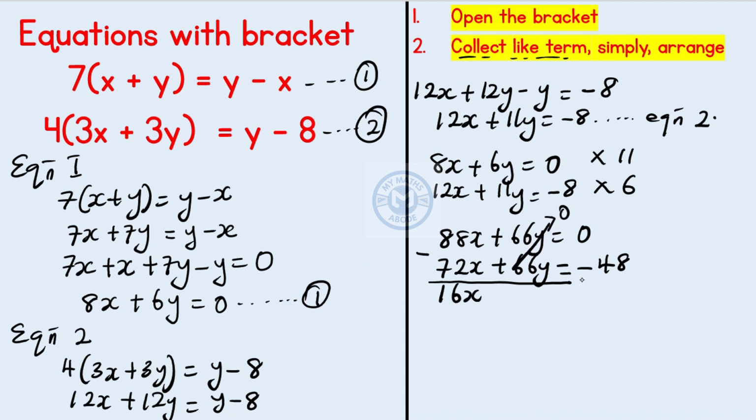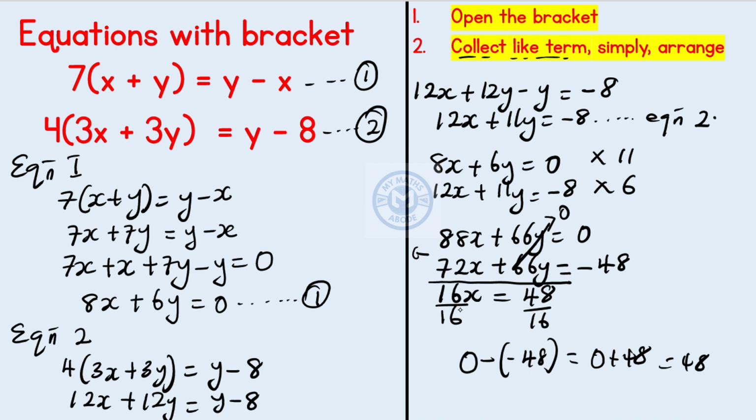Then 0 minus negative 48. I'm going to solve this here for clarity. 0 minus, this negative sign, then negative 48. Negative will be positive, so that will be 0 plus 48, which will be equal to 48. So this will be equal to 48. So I'll be dividing both sides by 16, and that will leave x to be equal to 3.